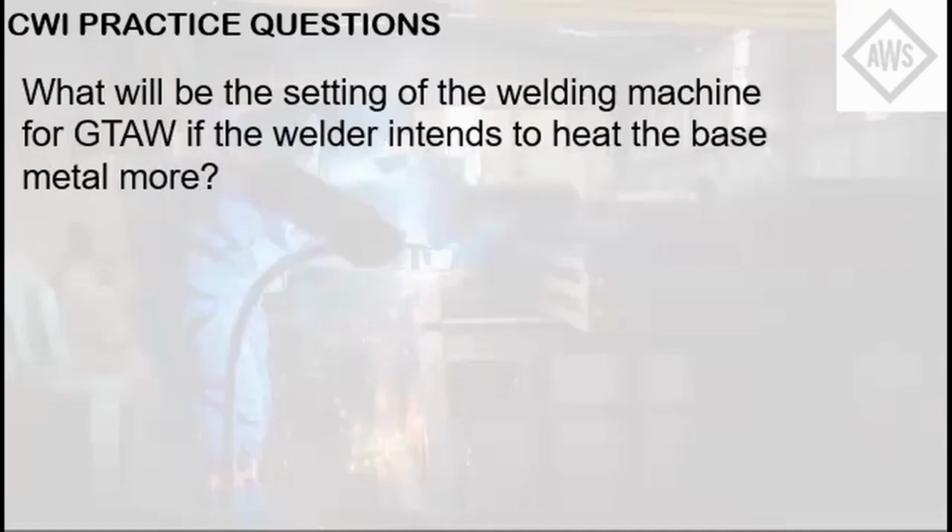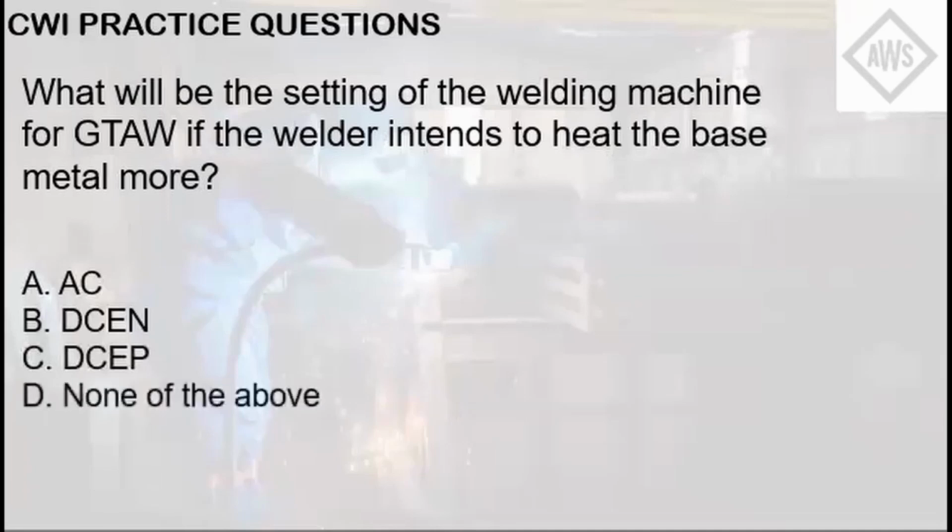Next question. What will be the setting of the welding machine for GTAW if the welder intends to hit the base metal more? Letter A, AC. Letter B, DCEN, or DC electrode negative. Letter C, DCEP, or DC electrode positive. Or D, none of the above.